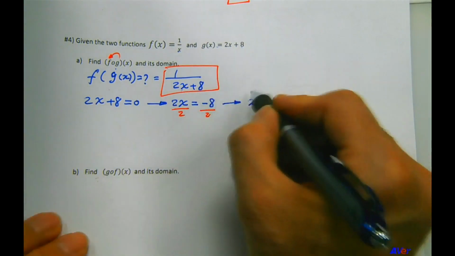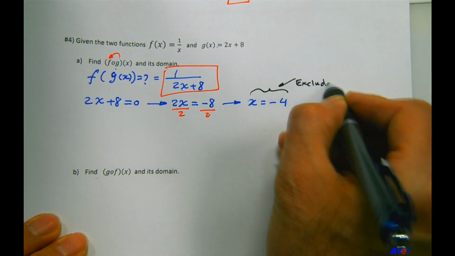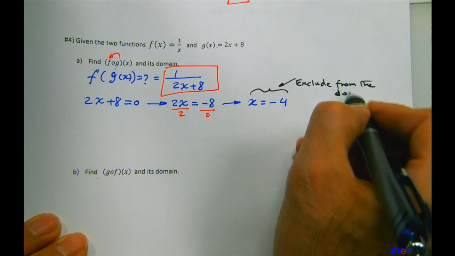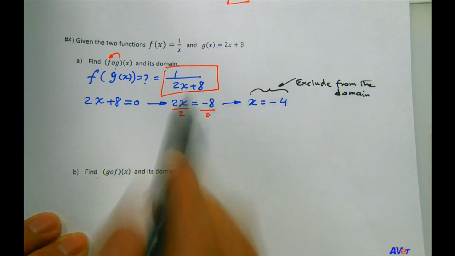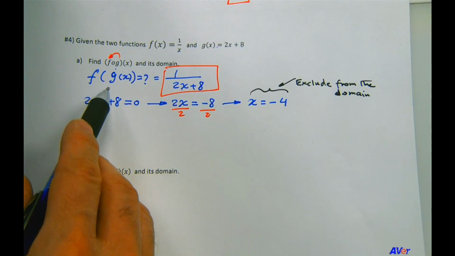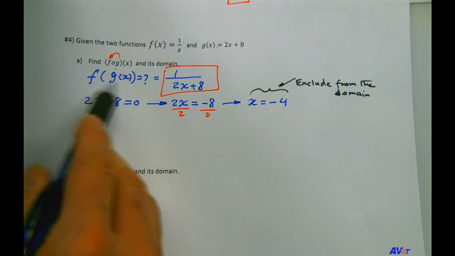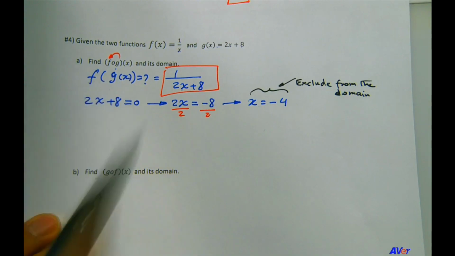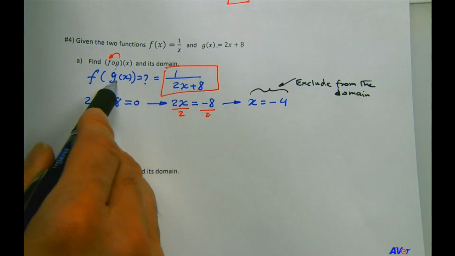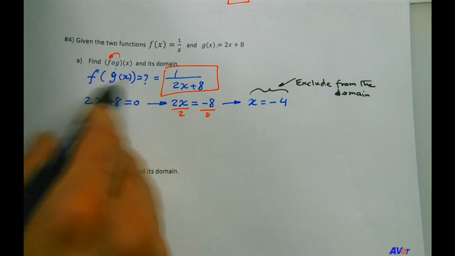So exclude it from the domain. Are we done? No, not yet. Because how did this composition function come about? It came about by replacing g inside f. So the domain of this composite function must satisfy the domain of this g, which was replaced inside f. Not f, but the domain of g.